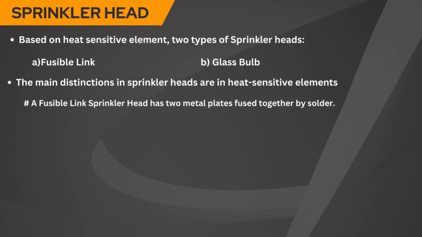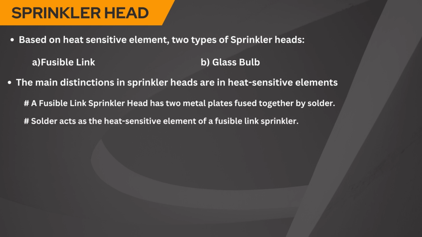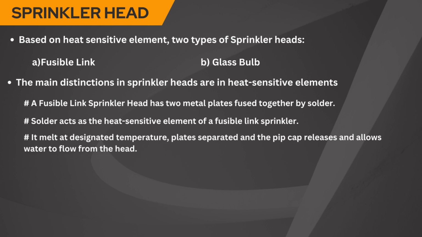A fusible link sprinkler head has two metal plates fused together by solder. Solder acts as the heat sensitive element of a fusible link sprinkler. It melts at the designated temperature, the plates separate, and the pip cap releases and allows water to flow from the head.